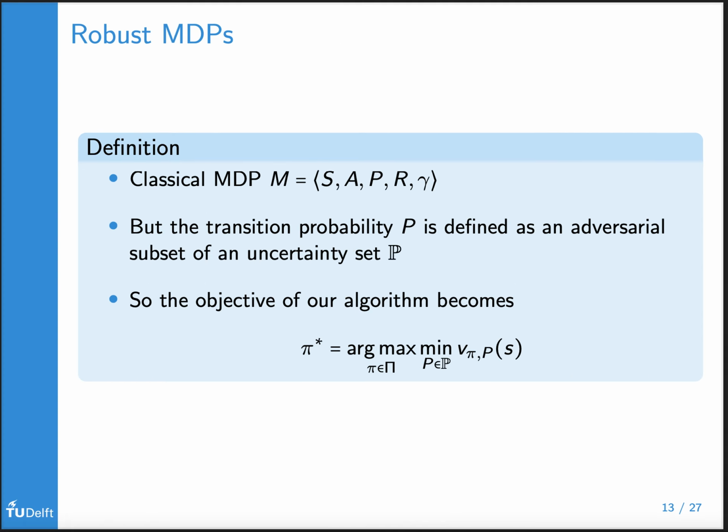And this is well defined by the robust MDPs framework. A robust MDP is defined as the classical MDP, as we've seen at the beginning of the presentation, but the transition probability P is an adversarial subset of an uncertainty set. This way, the objective of our algorithm becomes to solve a maximum optimization problem.